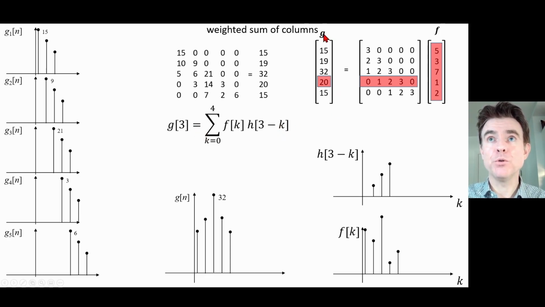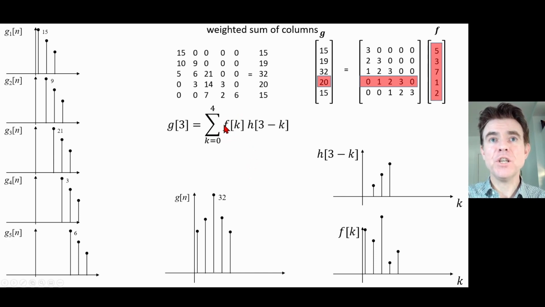So we're saying the output G at element 3, n equal to 3 there, is just given by the input function f of k. This is input function f of k, where we're using k to just access all the elements, the kind of dummy variable of summation.